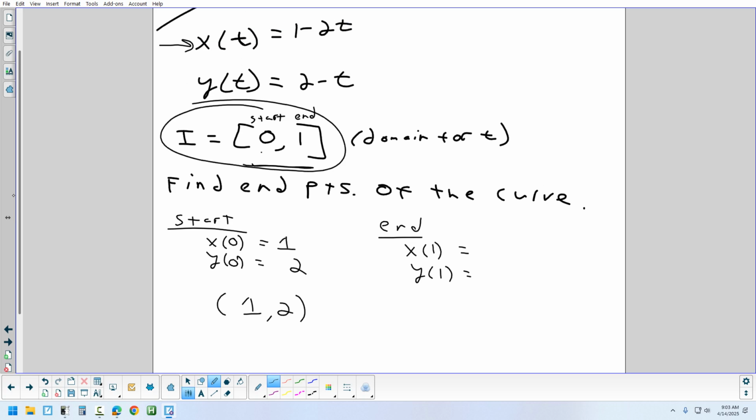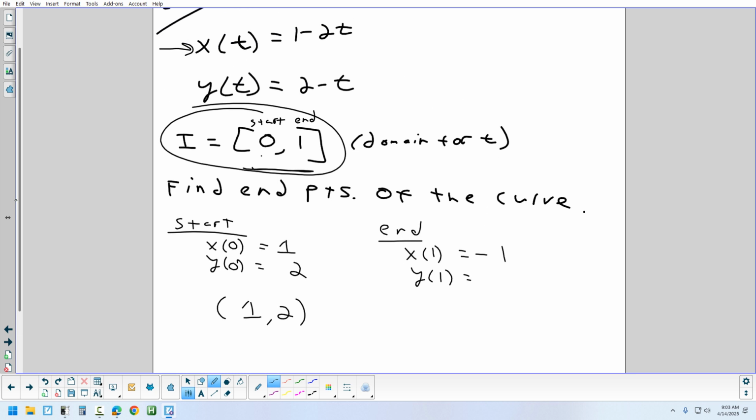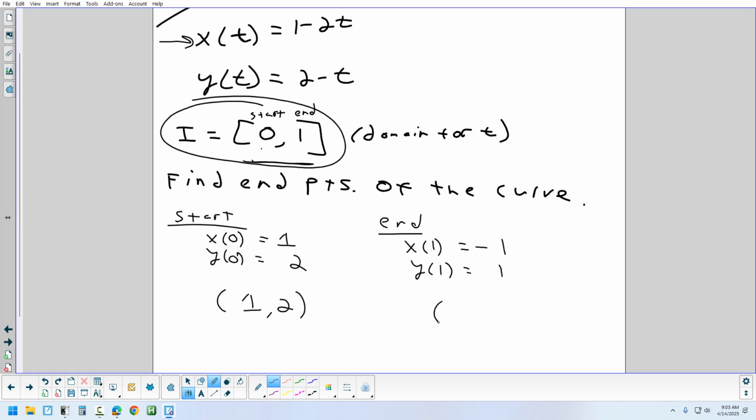And it's going to stop at, if you plug 1 in for t in the x formula, what do you get? -1. Minus 1. And if you plug in 1 in the y formula, you will get 0. Nope, not 0. Yep, 1. You're going to get 1. Okay, 2 minus 1 gives you 1. So this graph is going to end at the point -1, 1.